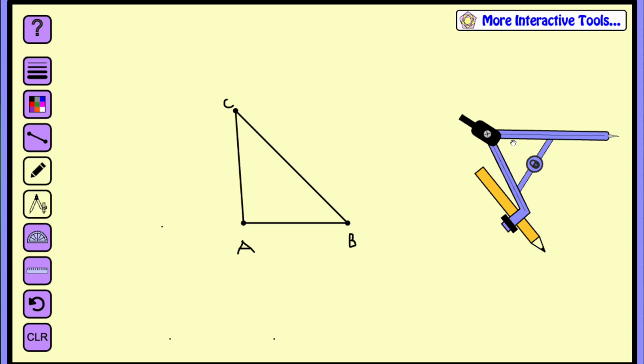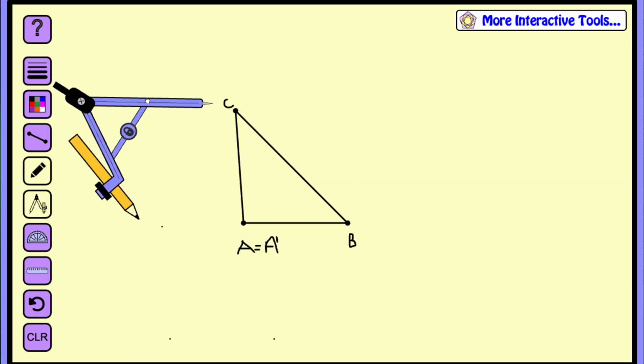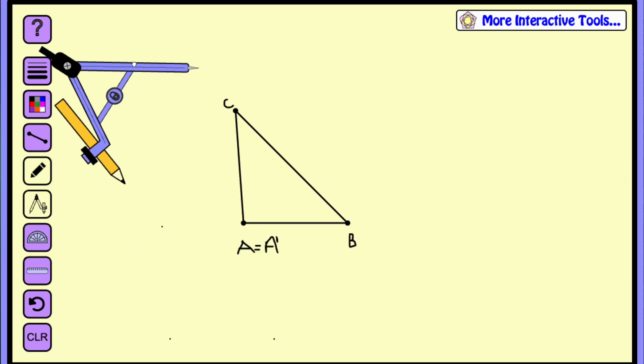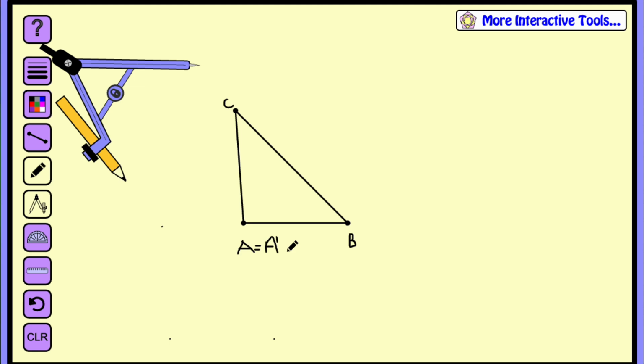So in this first example here, we're going to be dilating this triangle with a scale factor of 2, centered at point A. So remember, your center of dilation is not going to change. So A is going to be equal. I already know that A is going to be A prime, since it's my center of dilation, that point is not going to change. And since we have a scale factor of 2, we need to double the length of each side.